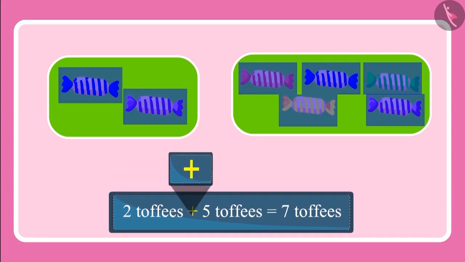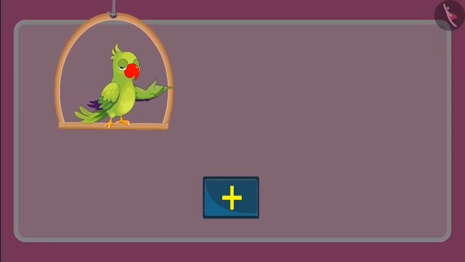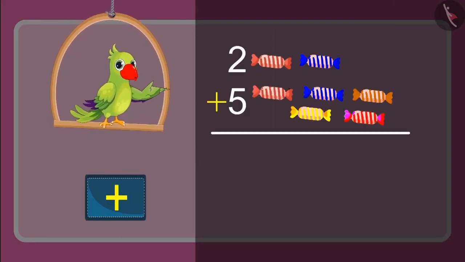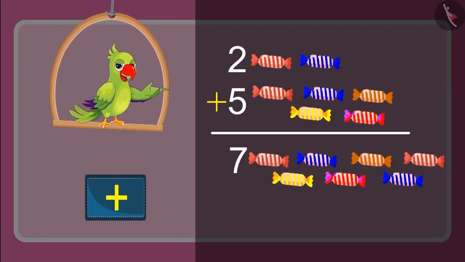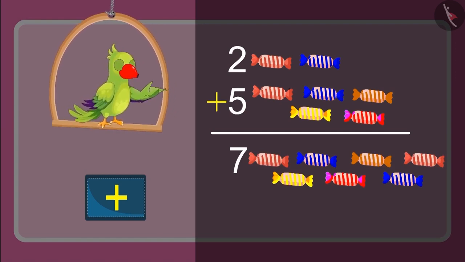Children, do you know what symbol is this? Yes, this is a symbol of addition. Children, we can write it in one more way. This means when we added 5 toffees to 2 toffees, then we got 7 toffees. You also got the same answer, right?